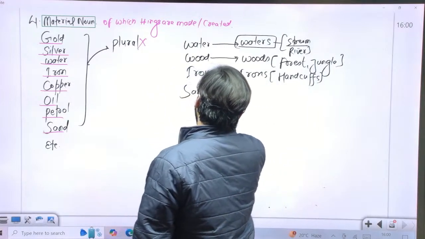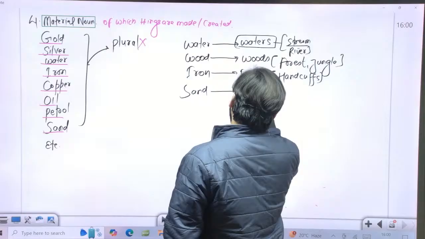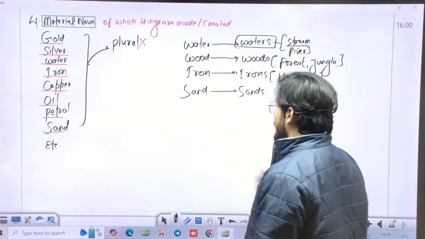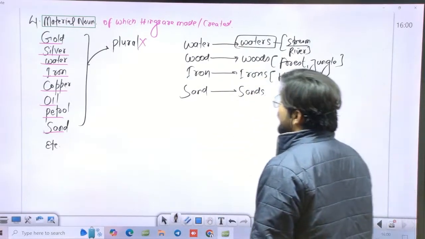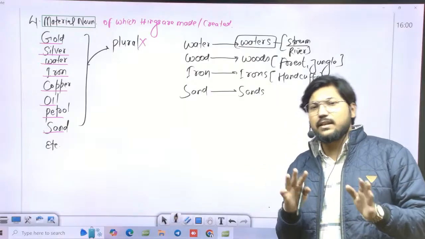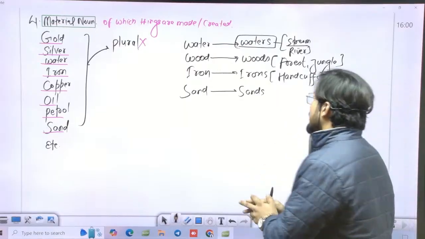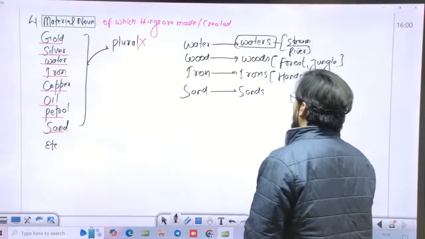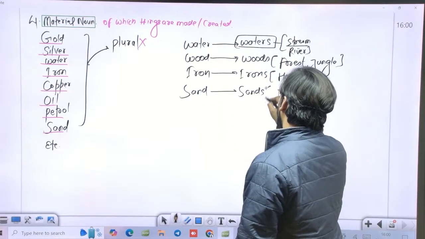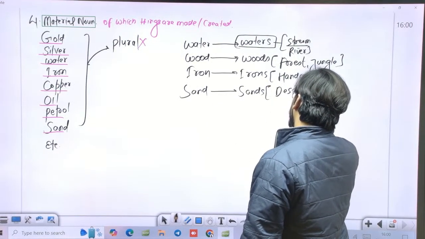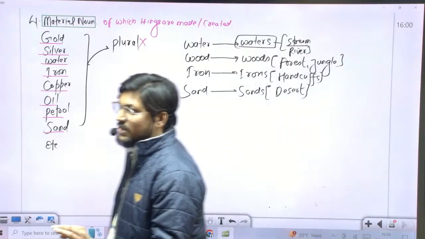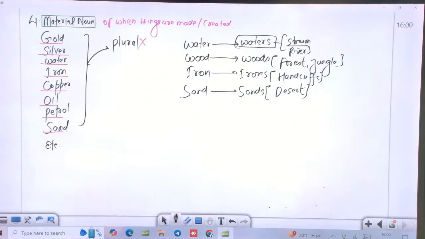Sand becomes sands. There are only a few examples I am going to give you. When we will be talking about noun and the numbers, then I will let you know all the important nouns. Sand becomes sands when we talk about desert. Like, she lives in the sand. Shall we say sand? We should say she lives in the sands, and so on.